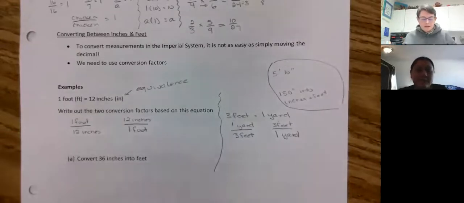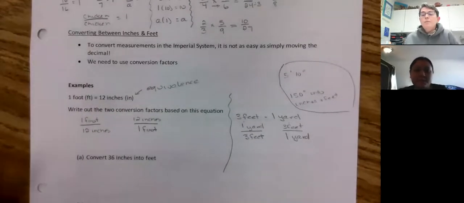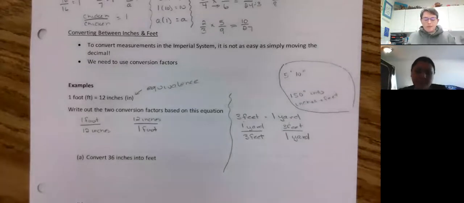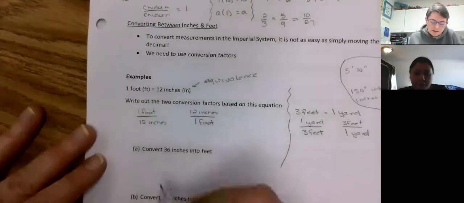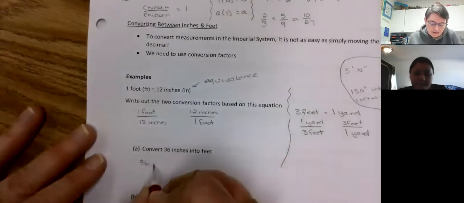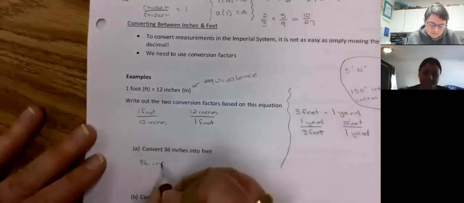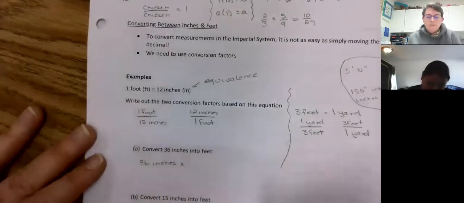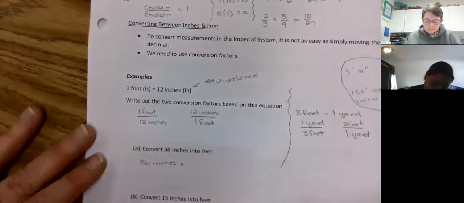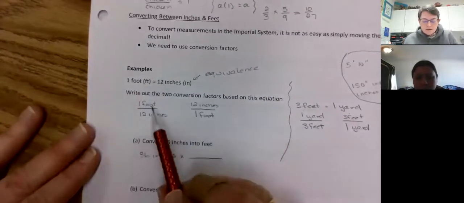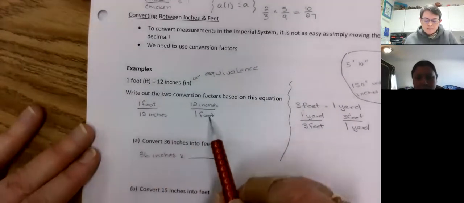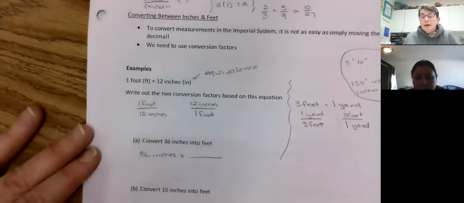So let's see how this works. It will be better after you watch the video on conversions. It'll make more sense, but I think we can handle it. So we're going to convert 36 inches into feet. I start by writing out whatever I have, and I include my units. And I'm going to multiply, either by this conversion factor or this one. And that's the nice part. No matter what, you multiply.